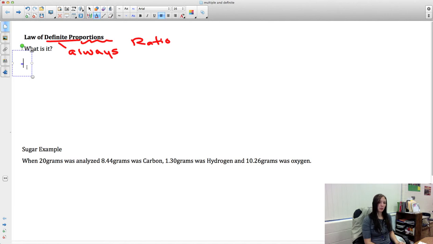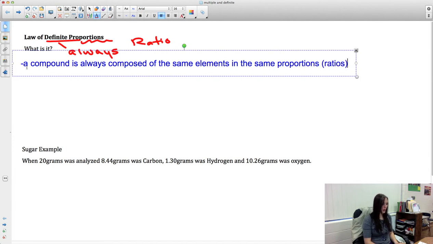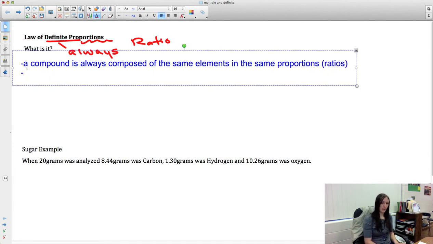And what the law of definite proportions says is that a compound is always composed of the same elements in the same proportions or the same ratios, because that's what makes that compound what it is. So if we have a different ratio of the two elements, that is a different compound.